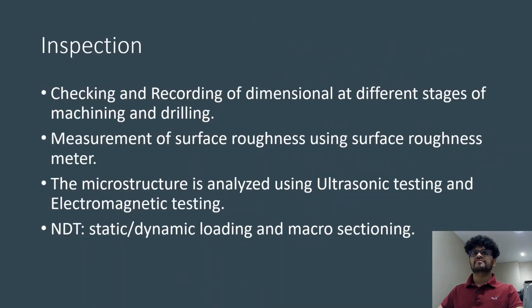The final step is inspection. Dimensions are checked and recorded. Measurement of surface roughness is done. The microstructure is analyzed using ultrasonic testing and electromagnetic testing. Some other forms of non-destructive testing are performed to ensure the quality of the produced shaft.